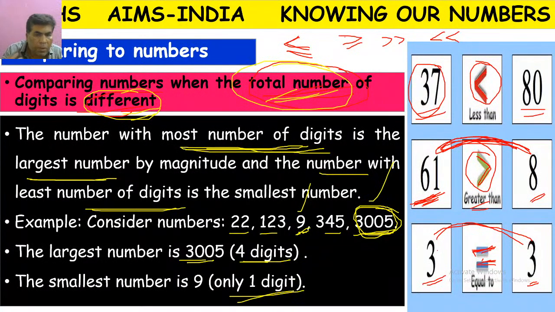Why? Because it is having only 1 digit. Okay. Like this, we can compare the numbers. When we have a different total number of digits in different numbers, the number having the largest number of digits is the largest number and the number with fewer digits is the smallest number. Okay.